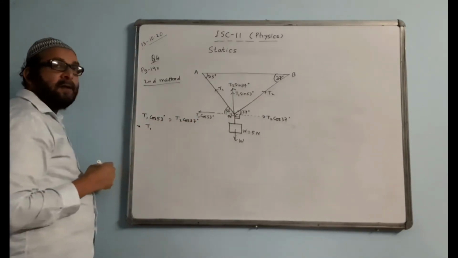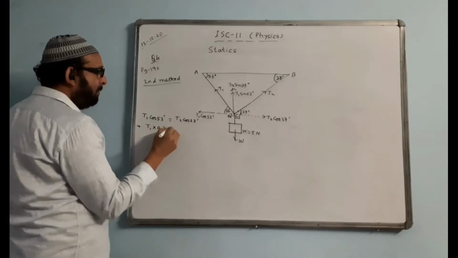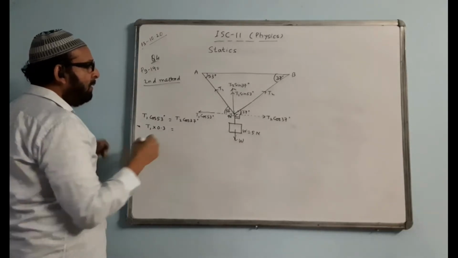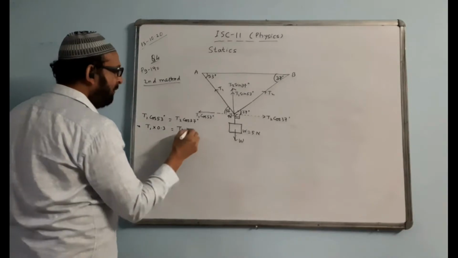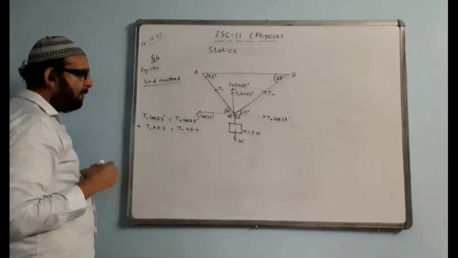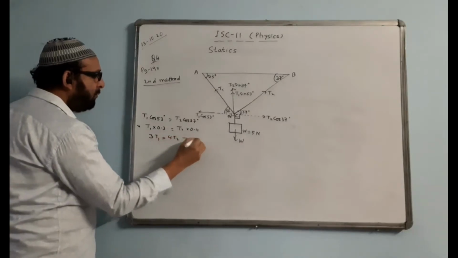T1 cos 53 degree value, if you check in calculator, the answer will come 0.3. T2 cos 37 value you check in calculator, the answer will come 0.4. We can cut the common point, and write 3 T1 is equal to 4 T2, equation 1.